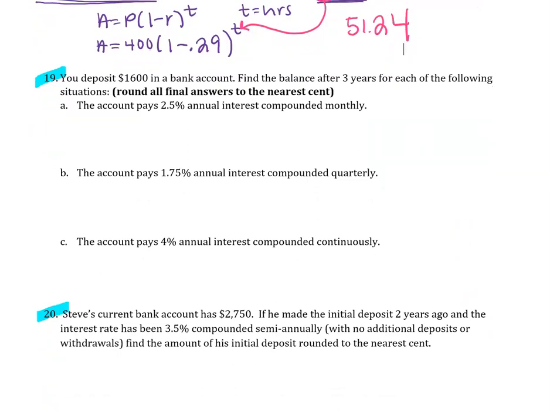All right, you deposit $16,000 in a bank account. Find the balance after 3 years for each of the following. I'm not going to do these all out. I'm just going to show you guys which formulas you would use. An account that pays 2.5% annual interest compounded monthly. So that's 12 times a year. Here's your formula.